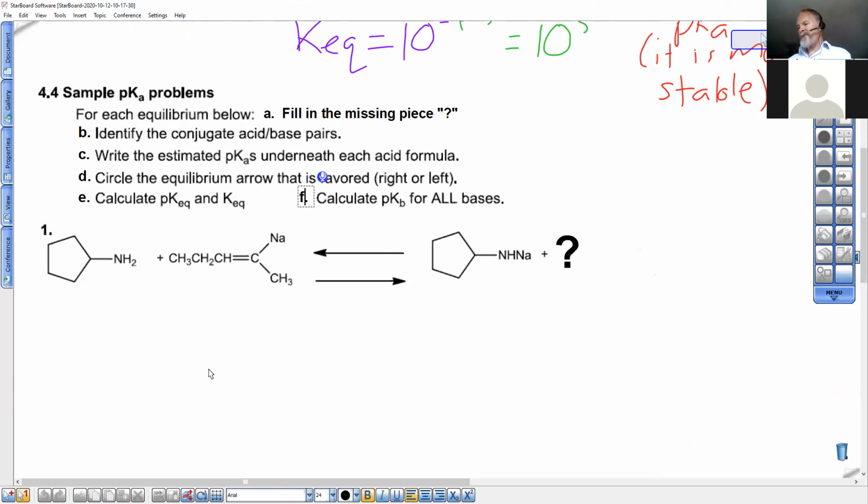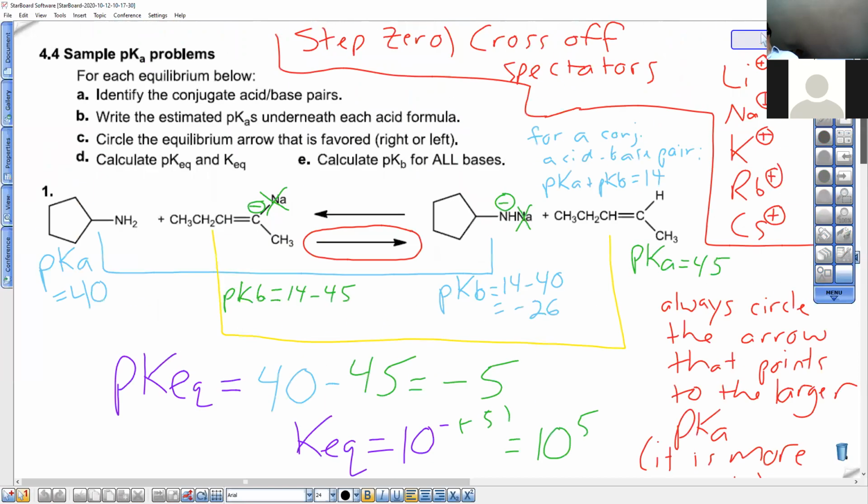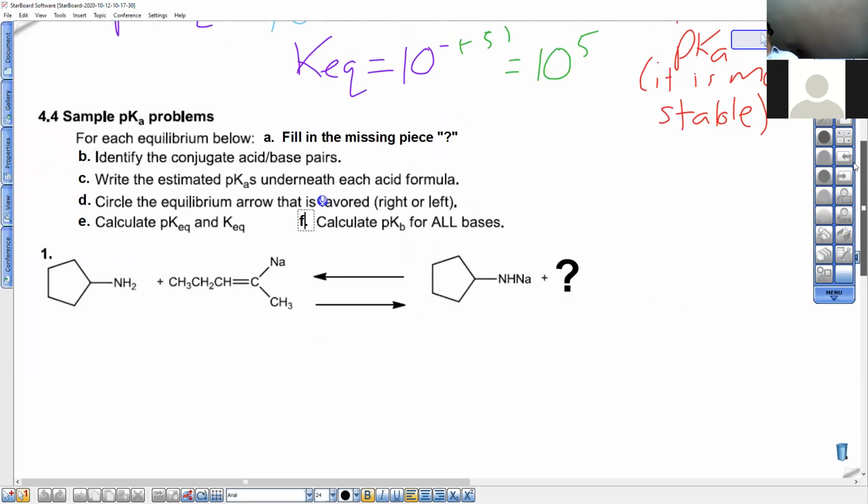We need a strategy for coming up with what that missing molecule is. And the strategy is not look at the top of the page and copy the molecule down. That's not going to be an option. Here's the strategy. So this is for the new part A.